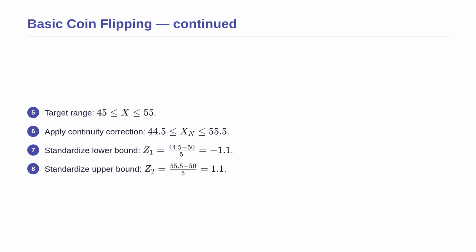Now we standardize these corrected boundaries to find their positions on the standard normal curve. For the lower bound, we take 44.5, subtract our expected center of 50, and divide by our standard deviation of 5. This gives us negative 1.1. We repeat the exact same process for our upper boundary of 55.5, which gives us a positive 1.1. Our boundaries are now perfectly standardized.